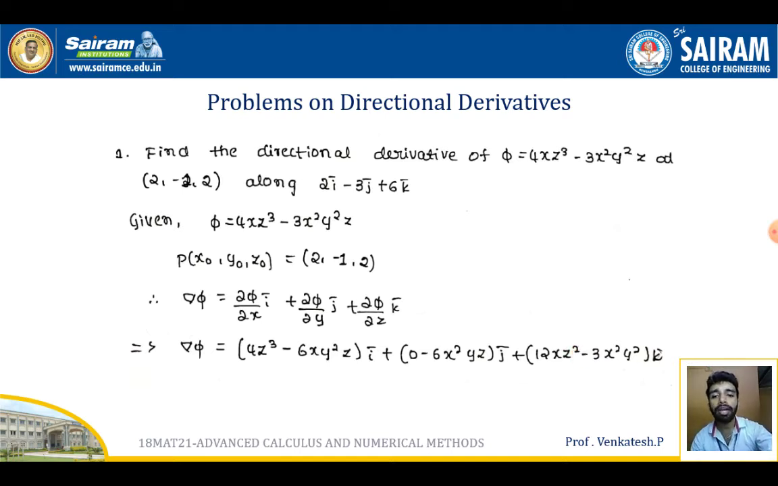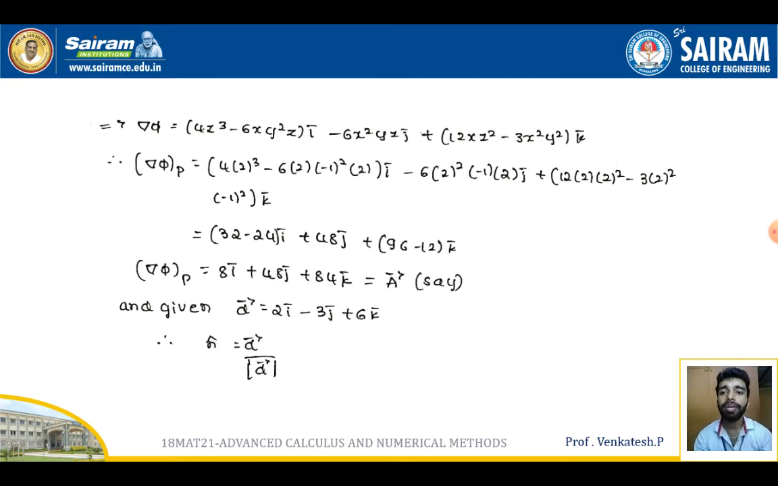Now in this del phi, I'm going to replace the points x is equal to 2, y is equal to minus 1, z is equal to 2. After replacing the points, I'll get del phi is equal to 4 into 2 cube minus 6 into 2 into minus 1 square into 2 i cap, minus 6 into 2 square into minus 1 into 2 j cap, 12 into 2 into 2 square minus 3 into 2 into minus 1 square k cap. On simplifying further, I'll get 32 minus 24 i cap plus 48 j cap plus 96 minus 12 k cap. So del phi is equal to 8i plus 48j plus 84k. I will call this one vector A.